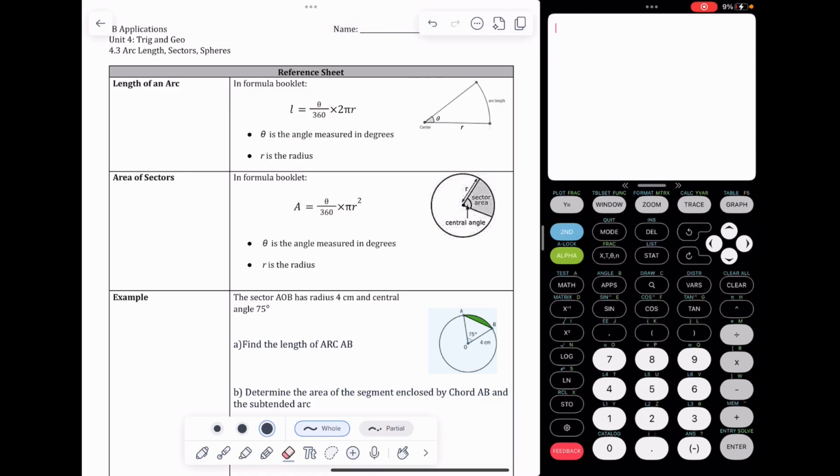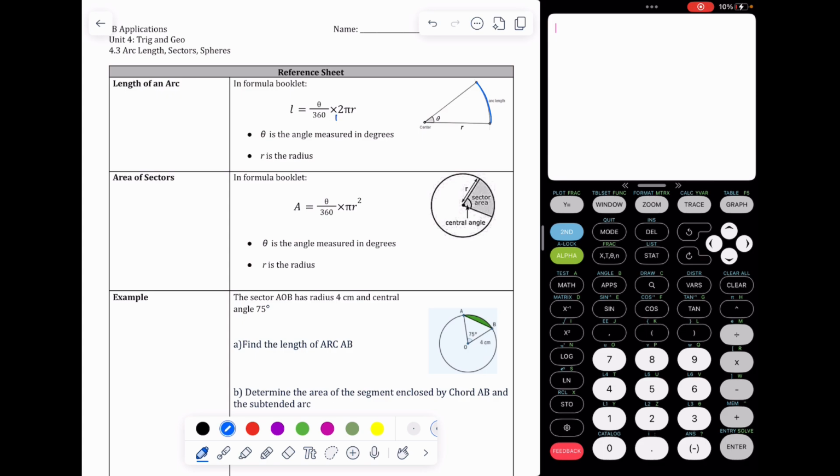All right, so today we're going to be working with arc length and area of sectors, so things related to circles, spheres, all of that stuff. So the first formula we have here is how to get the arc length of a sector. A sector is just the word we use for a part of a circle. And the arc length formula is really connected to the circumference of a circle.